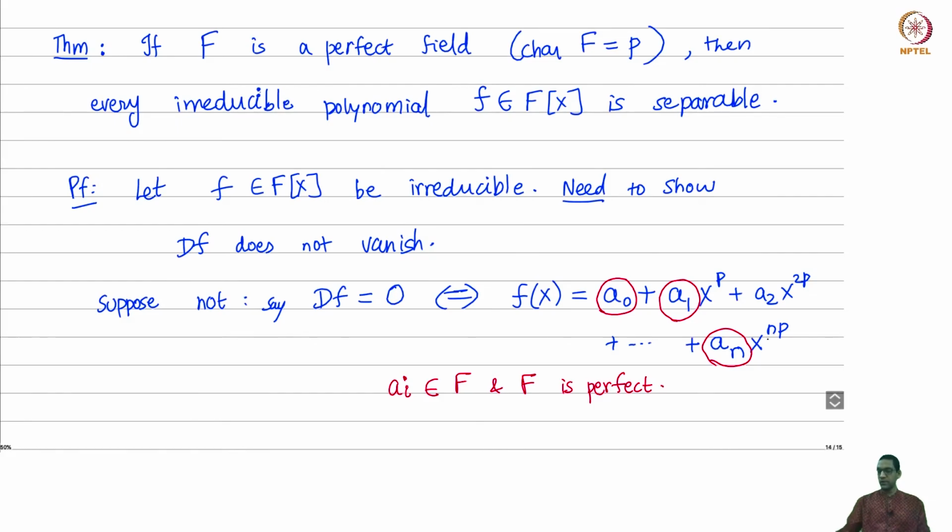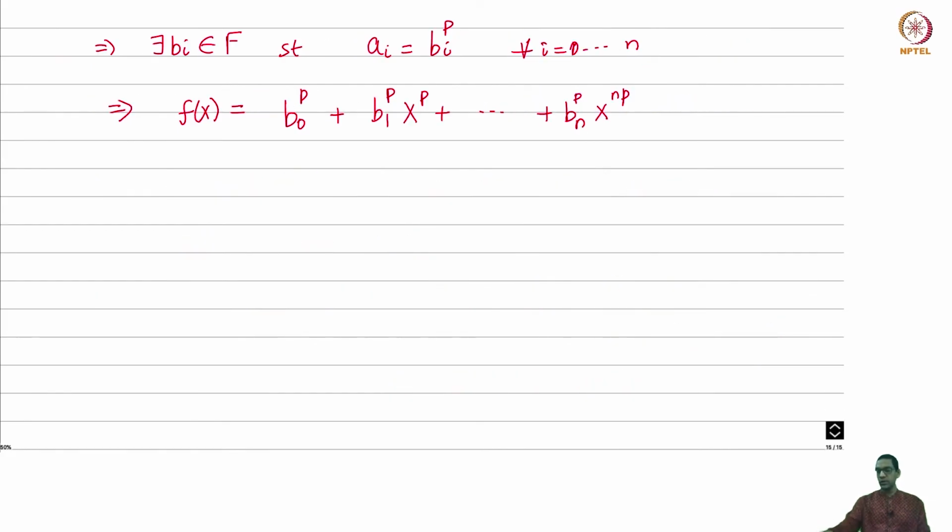I've just changed all the a's into the corresponding pth powers of the b's. And now, again, by the calculation we have done before, using the fact that the field has characteristic p, this is just (b0 plus b1 x plus dot dot dot bn x^n) the whole power p. Okay. Now observe that this polynomial, now that we have written it in this form, cannot be irreducible. Okay. It is straight away obvious that f(x) cannot be irreducible.